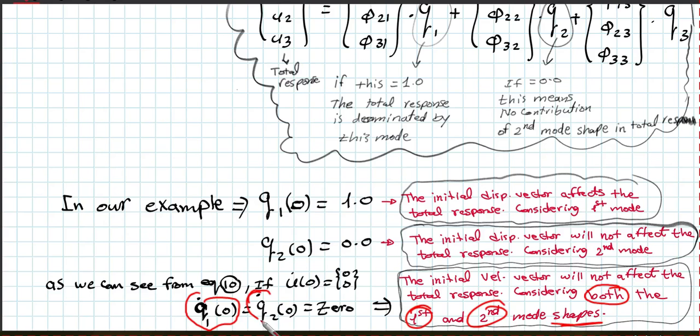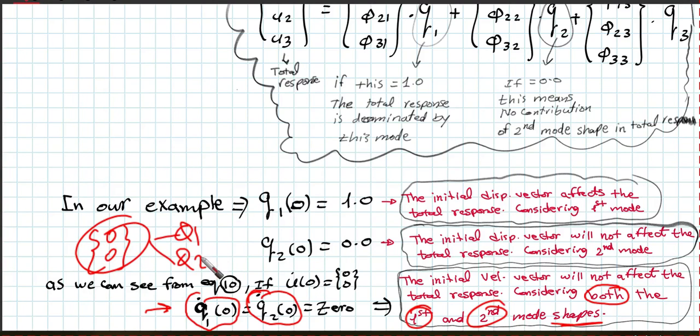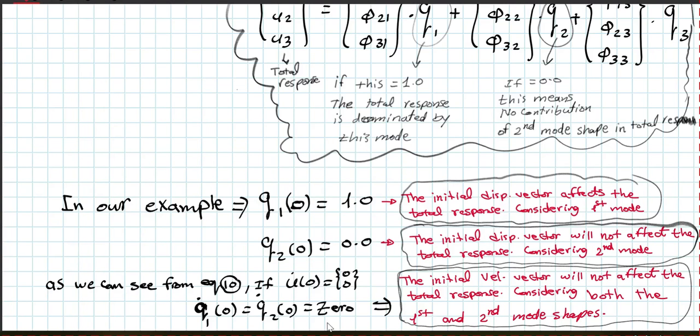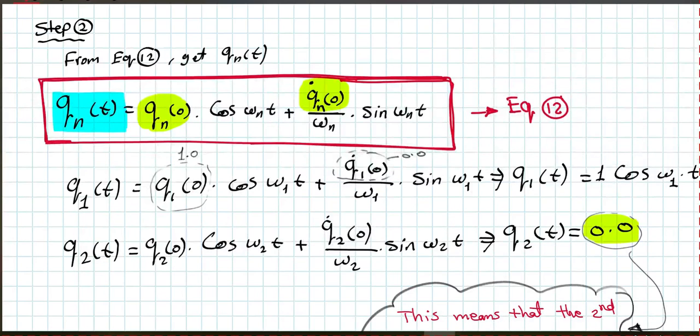This means that for Q1 dot node and Q2 dot node, the initial velocity is not going to affect anything. Because really, the initial velocity vector is 0 and 0, so it will not affect anything, whether through mode shape 1 or mode shape 2. So it is quantified here: Q1 node, Q1 dot node, and Q2 dot node are equal to 0. Okay, let's clean and move forward.